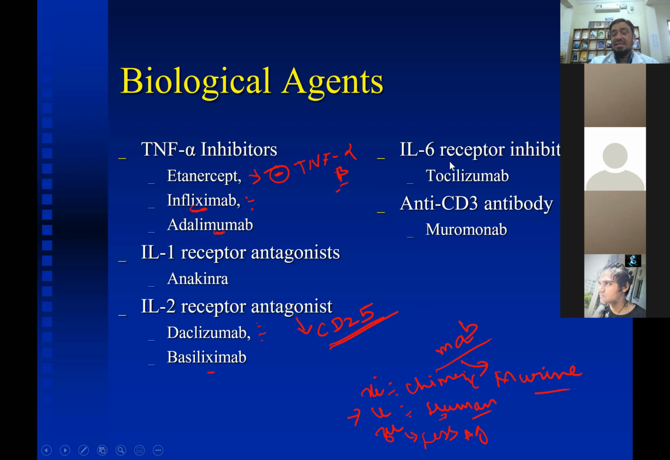Now, IL-6 receptor inhibitor, you must be hearing about tocilizumab very much nowadays. Everyone is running after tocilizumab. You know why? What is the reason? Why is there suddenly a renewed interest in tocilizumab?